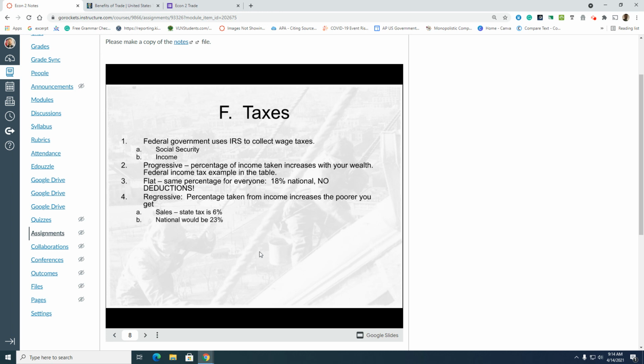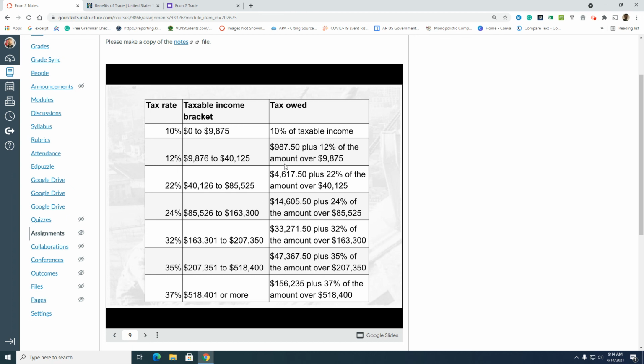Regressive taxes look flat on the surface, but in reality, the percentage taken from your income increases the poorer you get. For instance, the sales tax is 6% for everyone, but if you kept track of all the money someone pays in sales tax from a poor person and a rich person and divided it into their income, the poor person definitely ends up paying more. And that's true for usage taxes, gas tax, tax on beer and cigarettes. It ends up being a bigger chunk of their income if you're poor.